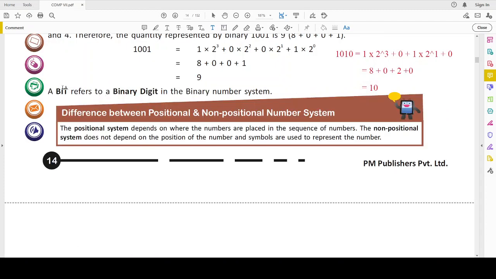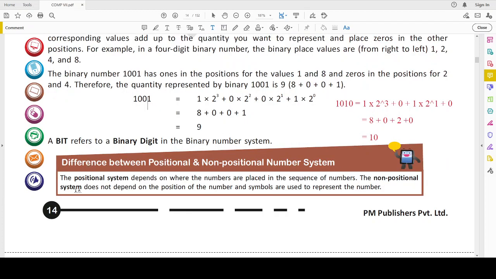Okay. See, the positional number system depends on where the numbers are placed in the sequence of numbers. The non-positional system does not depend on the position of the number, and the symbols are used to represent the number.